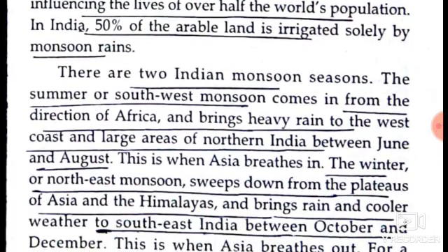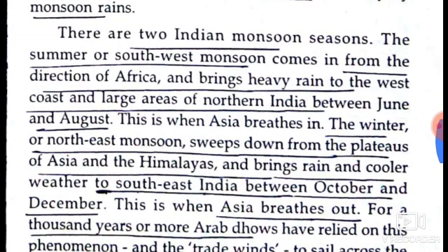There are two Indian monsoon seasons. The summer or southwest monsoon comes in from the direction of Africa, then brings heavy rain to the west and large areas of northern India between June and August. This is when Asia breathes in.